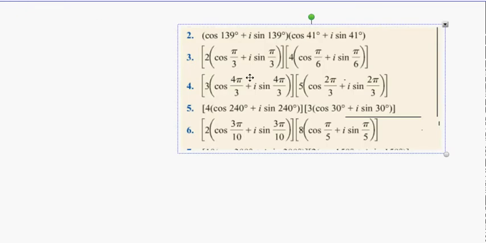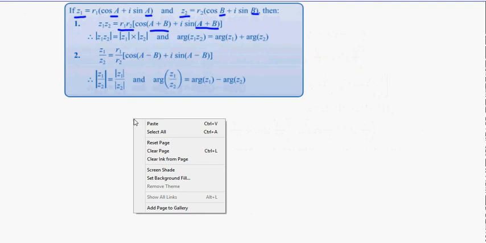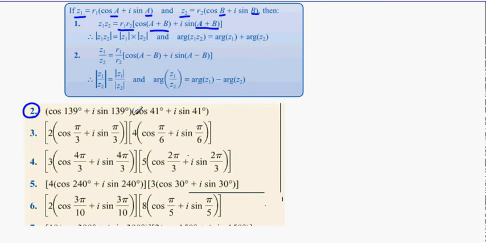So we could take basically any question we want here. Take question 2 as an example. In question 2, the modulus of each one is 1. So R1 equals 1, R2 equals 1. So R1 multiplied by R2 is 1 multiplied by 1, which equals 1.